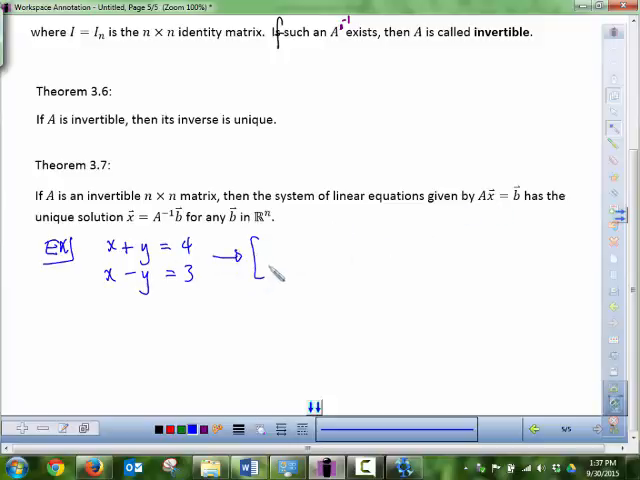So your system would look like this. It would be the matrix 1, 1, 1, negative 1 times the vector x, y, right? Think about the multiplication, is equal to 4, 3. So that's your system of equations transferred, and now looks like a matrix equation. This is your x vector over here, this is your b vector over here, and this is your matrix A. Okay? Now, we haven't talked about finding A inverse yet. I guess we should have talked about that first.